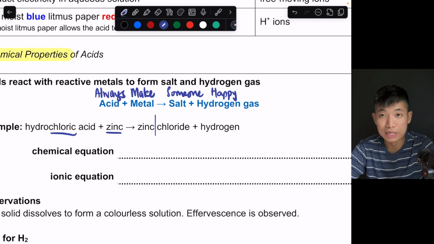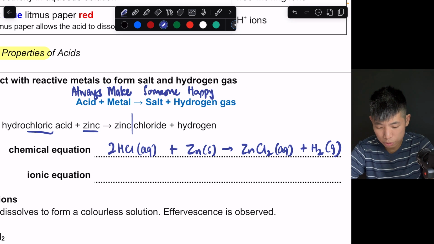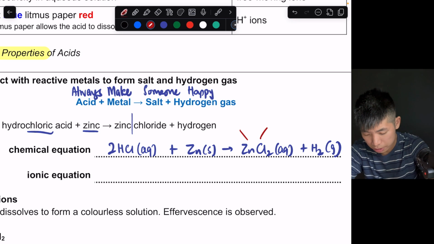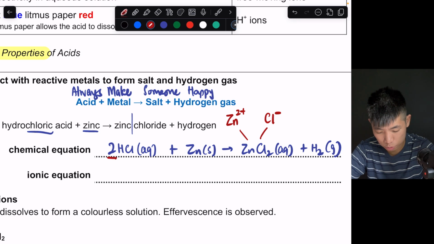So since we have already learned how to write chemical and ionic equations, maybe you want to pause the video now, have a go at it, then we'll go through the answers. Okay, so you should have something like this. Let me just go through with you again. So zinc forms Zn2 plus ion, and the chloride formula is Cl minus. When you combine together, you get ZnCl2. To balance the equation, we need to add a 2 in front here.